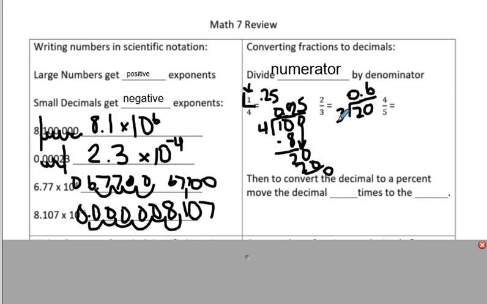So then 6 times 3, we get 18. And we subtract. 20 minus 18 is 2. Bring down a 0. 3 can go into 20 again, 6 times. So you see here, 2/3 is 0.6 repeating. And finally, 4/5.